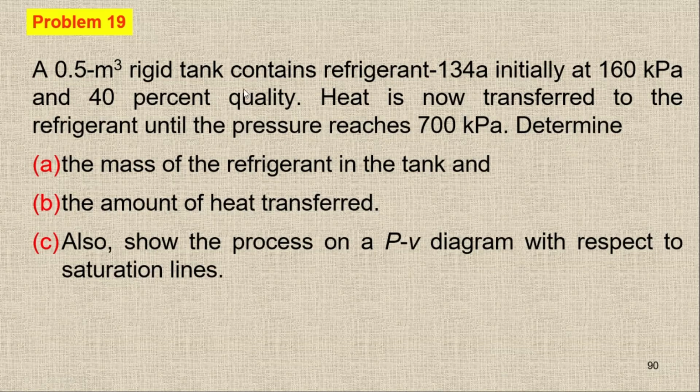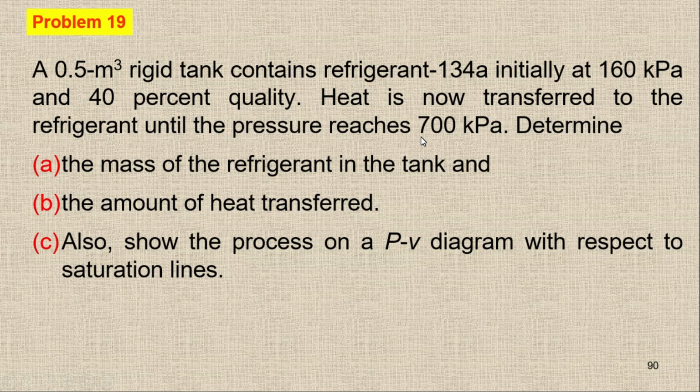So we know the state of 1, and we can check the properties from the property tables at state 1. Now, in the question it is mentioned that heat is now transferred to the refrigerant until the pressure reaches 700 kilopascal. So it means you are providing the heat.